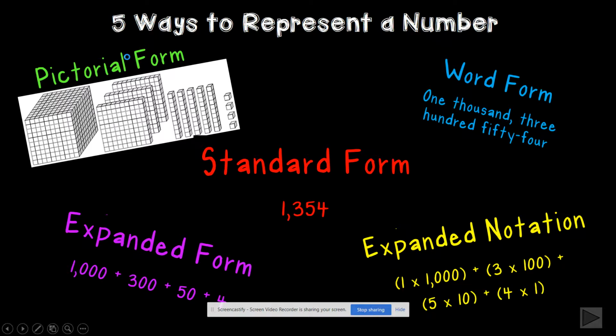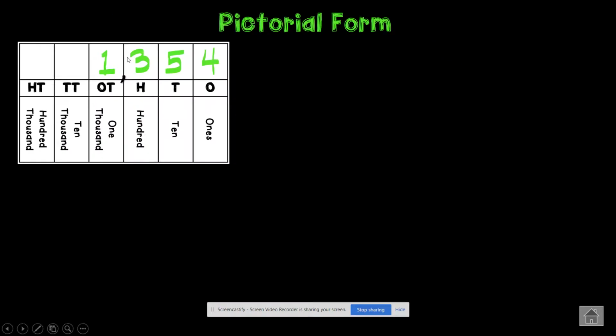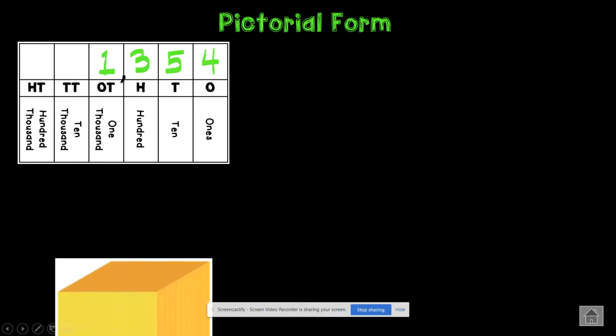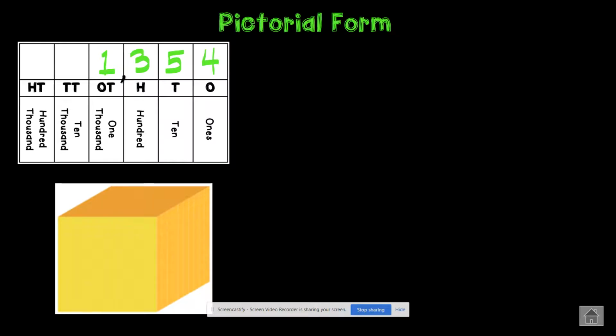Pictorial form is taking each of these digits here and representing them with a picture. So we're going to start out with this 1. And to represent that 1, we need a thousands block. This block has 1,000 small ones in it, and so it represents the number 1,000.